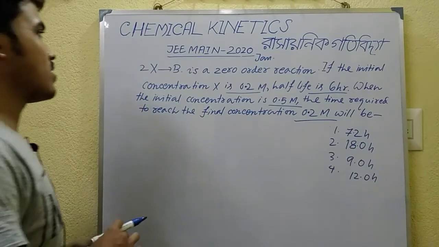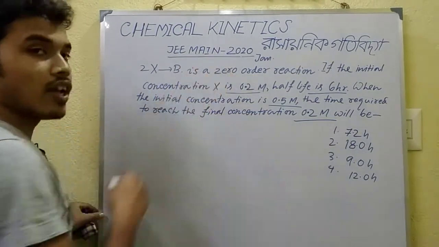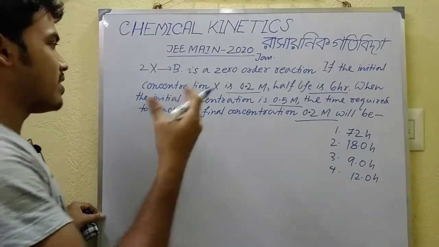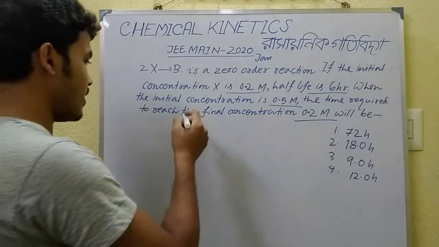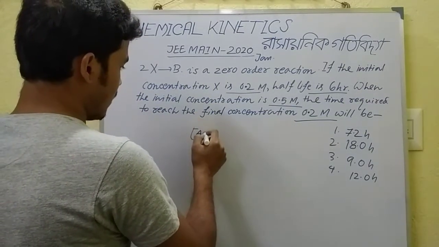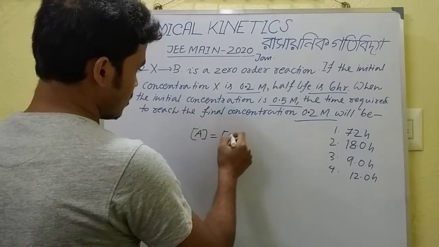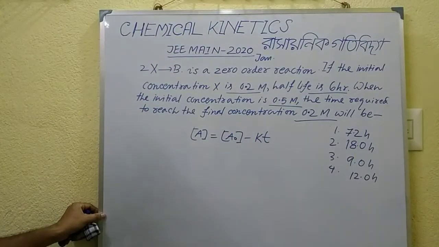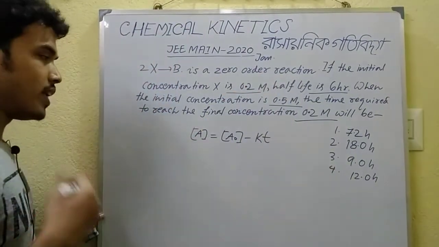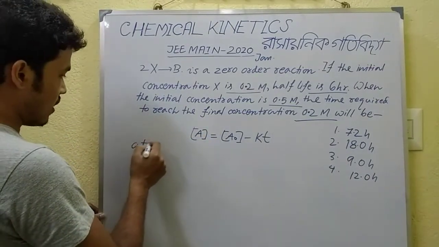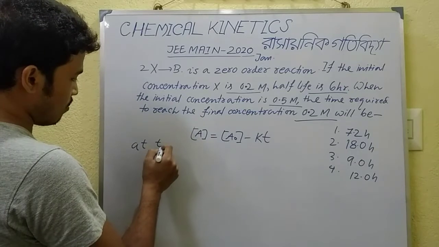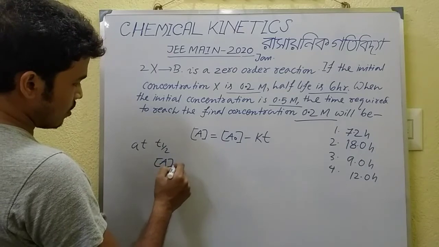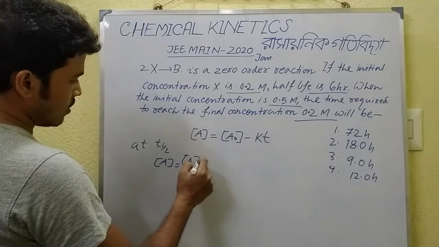Okay, so first what we can do, this is zero order reaction. So zero order reaction means we know the integrated form, that means the mathematical formulation of zero order reaction. It is like concentration of A is equals to concentration of A0 minus Kt. Okay, now t half. So what will be t half? t half means at t half, concentration of A is equals to concentration of A0 by 2.